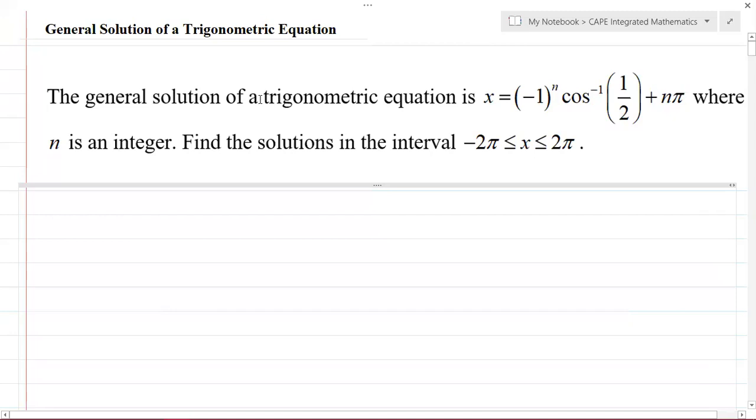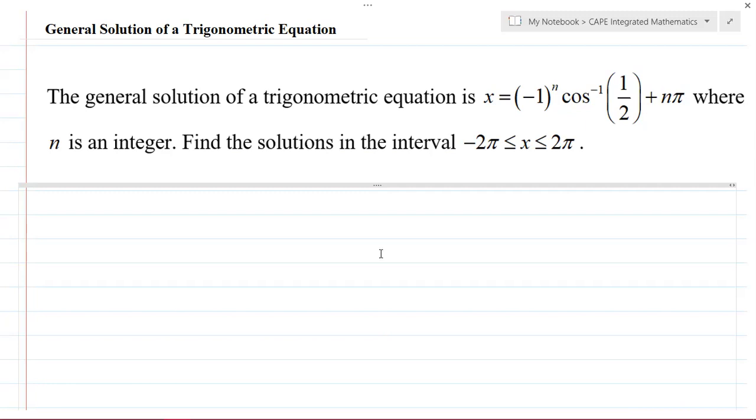the general solution of a trigonometric equation is x equals negative 1 to the power n cos inverse of a half plus n pi, where n is an integer. Find the solutions in the interval x being greater than or equal to negative 2 pi radians, but less than or equal to 2 pi radians. This is a perfect question that they can bring in the exam, and many students might be shocked because they have never seen a question like this and they don't know how to attempt it. So I'm going to go through this question with you step by step.